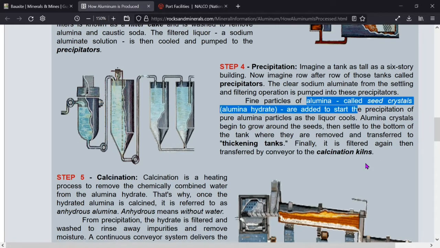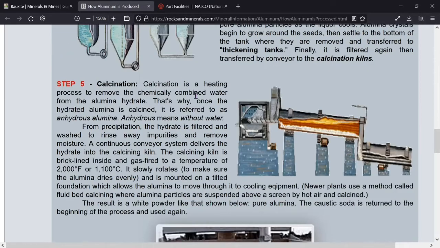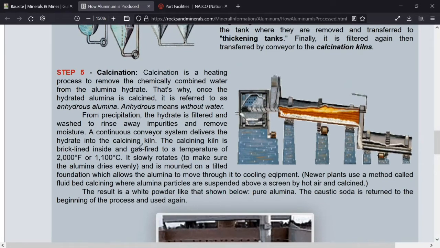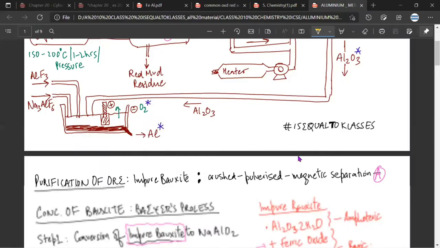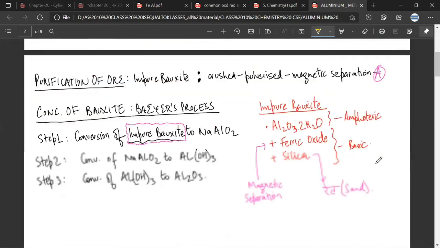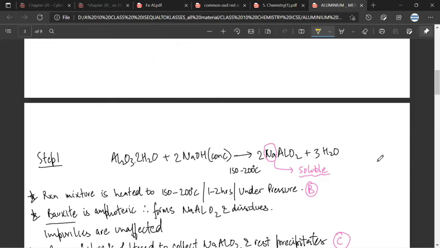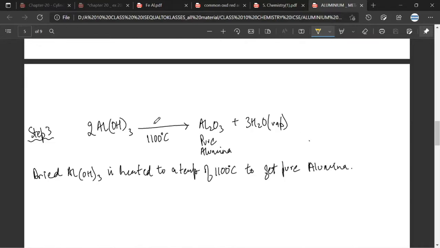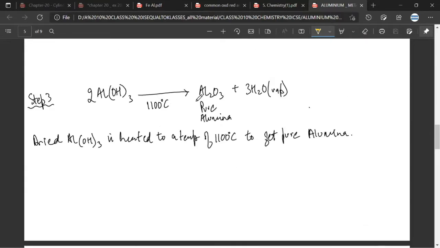Yes, sir. Now this aluminium hydroxide that you get is taken to a calcinator. Calcinator is nothing except you heat. Can you see these temperatures? This aluminium hydroxide is taken to a calcinator, where at a temperature of 1100 degrees Celsius, you get Al2O3. Any doubt till here? No doubt. So aluminium hydroxide is heated and you get pure alumina. Any doubt till here? No doubt.